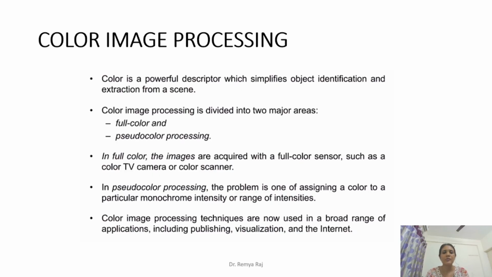Color image processing is divided into two types, that is full color image processing and pseudo color image processing. In full color, the images are acquired with a full color sensor, such as a color TV camera or a color scanner. In pseudo color processing, the problem is one of assigning a color to a particular monochrome intensity or a range of intensities.